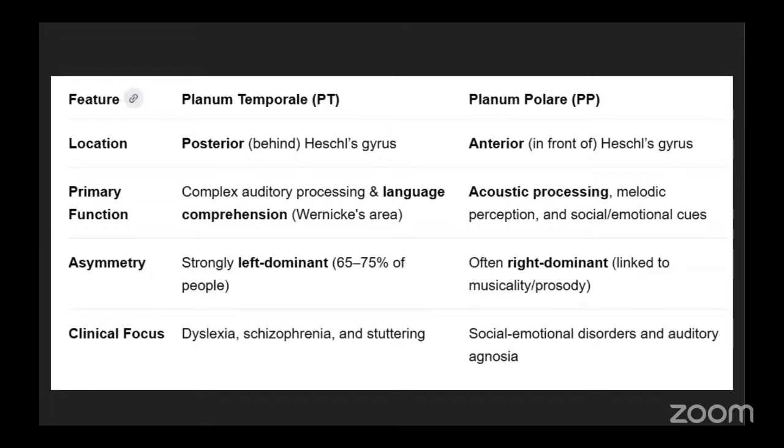I wanted to go over the planum temporal and the planum polar again because I also wanted to discuss the surgical relevance of why preserving planum temporal is very significant and what is going to happen if we have lesions in here. Let me see. Let's go back.